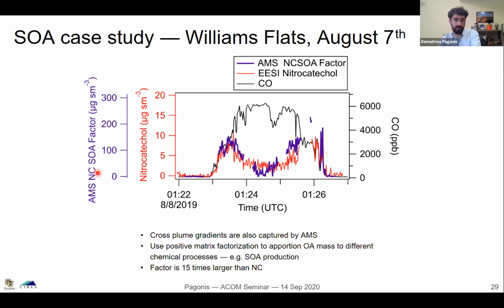And you can see that this factor that we're calling the Nitrocatechol SOA factor is giving us this exact same cross-plume gradient here. And so it's following our representative SOA compound very well. And so we're calling this a secondary organic aerosol factor. And as you can see, comparing the mass concentrations of each, there are many more components than just nitrocatechol in this factor, right? And so this is representative of a lot of SOA production happening inside the plume.